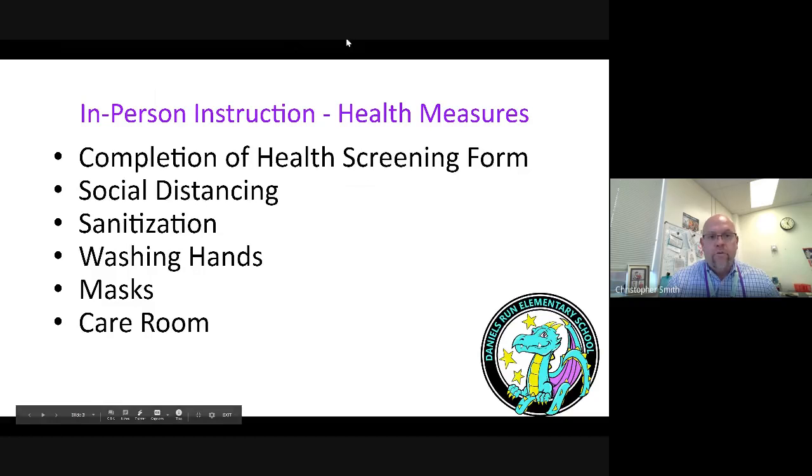So some things we'll go through here: completion of the health screening form. We'll talk a little bit about social distancing, sanitization, washing hands, masks, our care room.